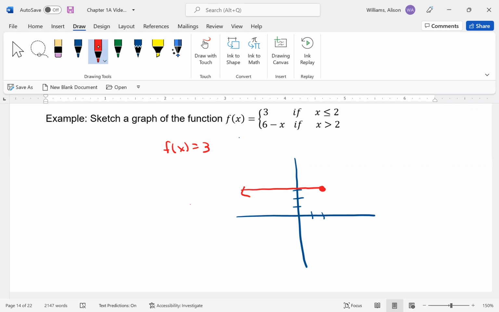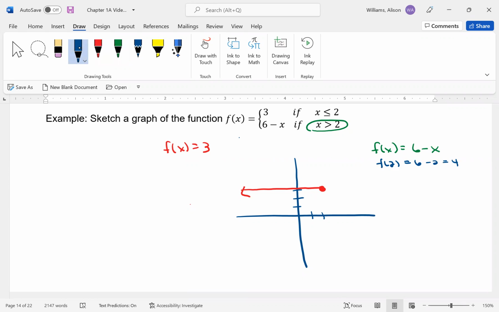Now the second equation, I'll do that in green. 6 minus x. Well, that's a line. And that line picks up when x is bigger than 2. So I like to plug that value in where it picks up. At f of 2, this thing is going to be 4. Right? It's going to be 4.